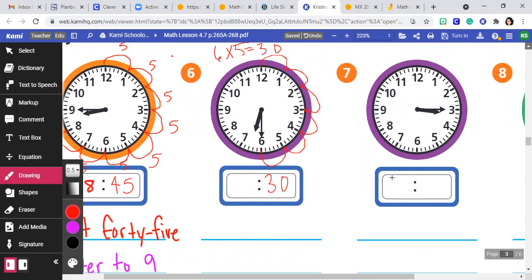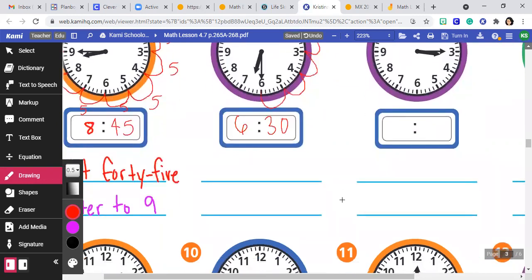Well, this shorter hand is in between the 6 and the 7. So it's not 7 o'clock yet, which means we are still in the 6 o'clock hour. And so if I write the 6 o'clock hour in here, I can now see that the time is what? Pause the video and write down 2 ways that you can say this time.